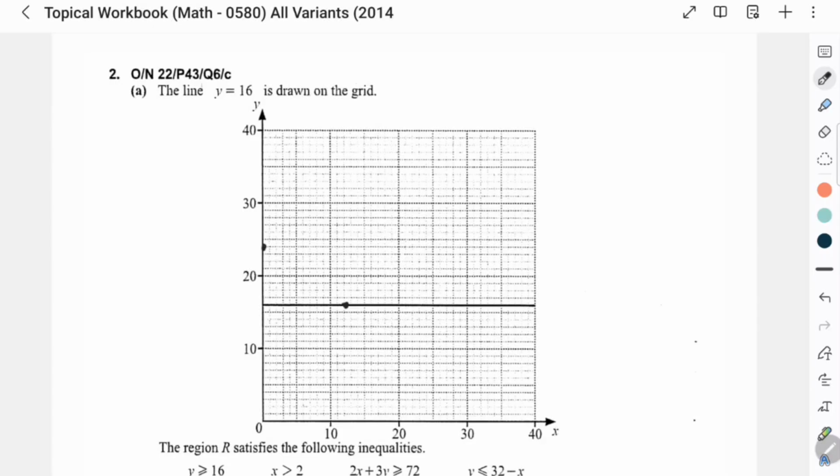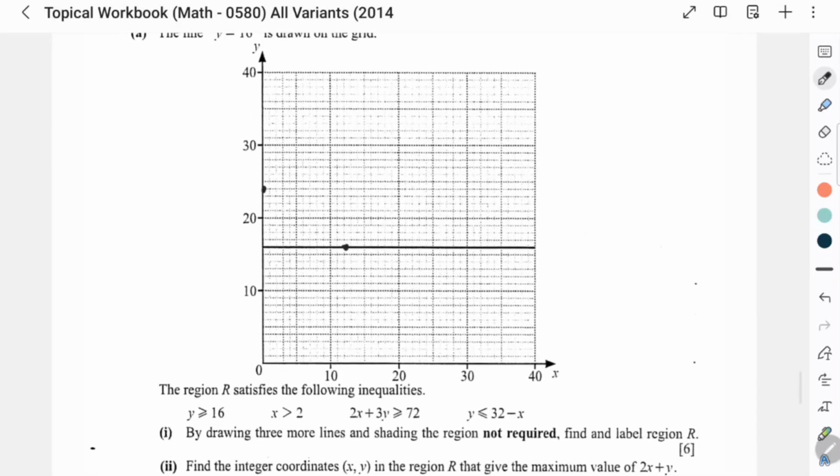So here, the region R satisfies the following inequalities. Y is greater than or equal to 16, x is greater than 2, 2x plus 3y is greater than or equal to 72, y is less than or equal to 32 minus x. By drawing 3 more lines, shade the region not required, which means the unwanted region. Find and label the region R.